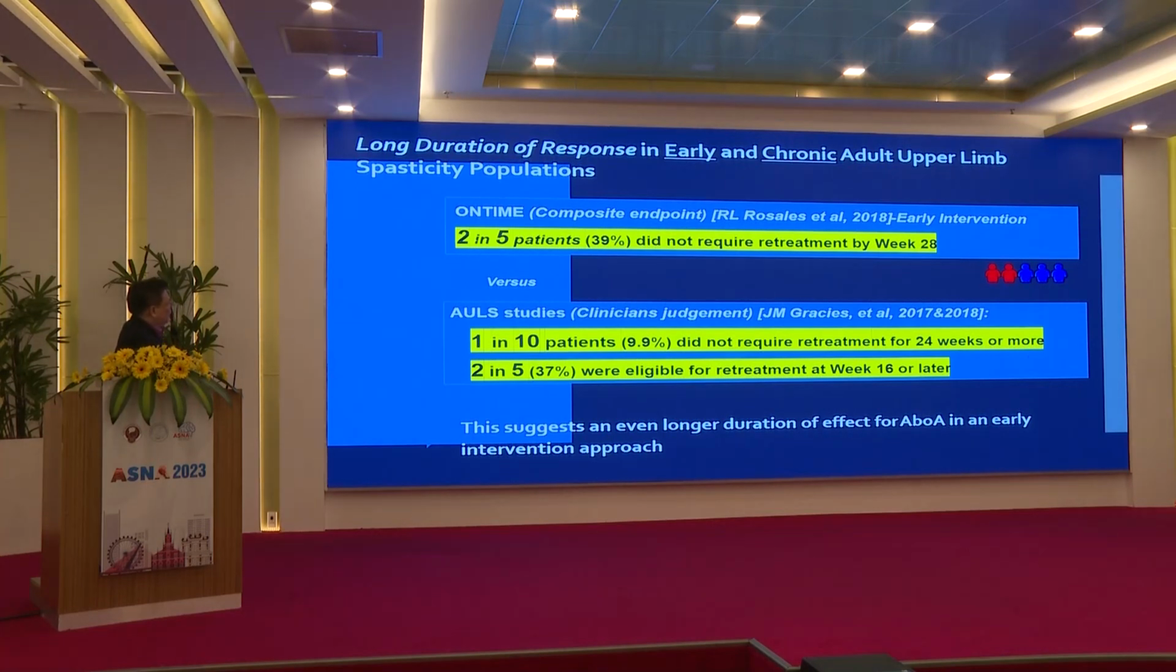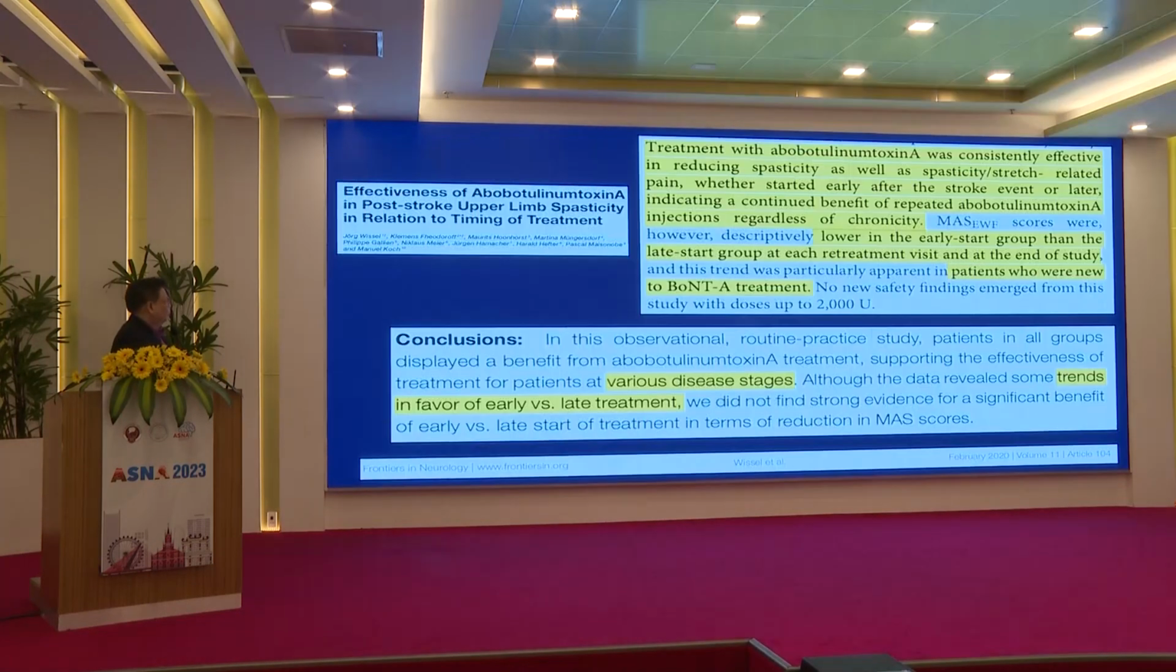In the on-time trial, 2 in 5 patients did not require retreatment in week 28. That's very important after 6 months. In the adult upper limb spasticity study done by Jean-Michel Gracies and his group, 1 in 10 patients did not require treatment for 6 months. 2 in 5 patients were eligible for retreatment. So basically, the longer duration effect of botulinum toxin in early intervention trials.